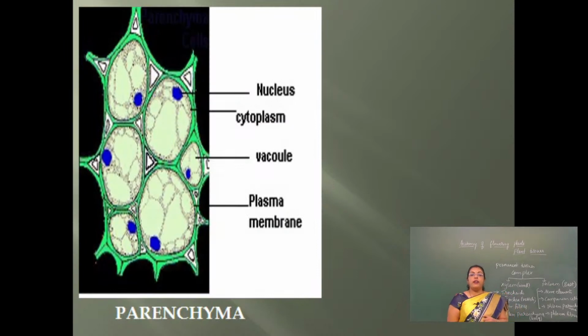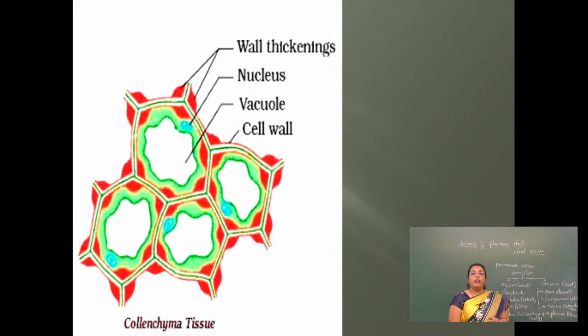So coming to the parenchyma, as I told, they have a thin cell wall made up of cellulose, a prominent nucleus, and a large vacuole. We know that parenchyma mainly stores food, helps in photosynthesis and buoyancy in aquatic plants. Then coming to the collenchyma, we see angular thickenings due to the deposition of pectin, that's why there is absence of intercellular space between the cells. So this is collenchyma tissue.